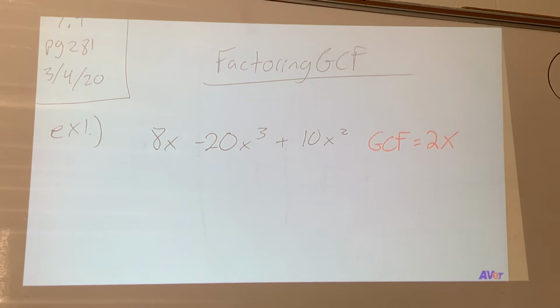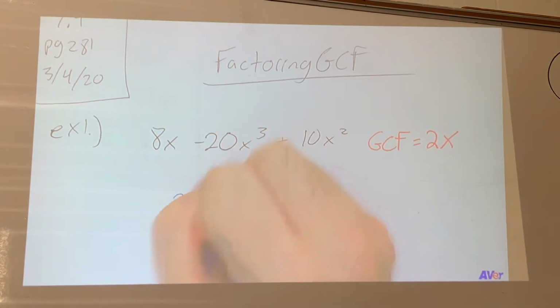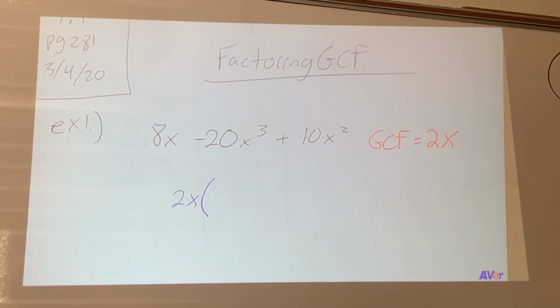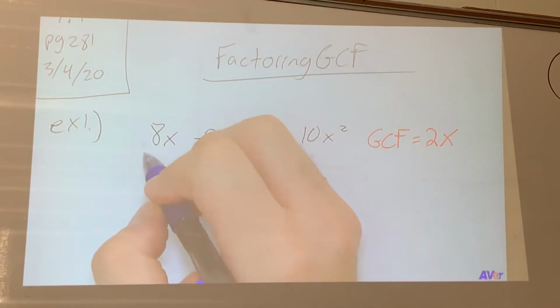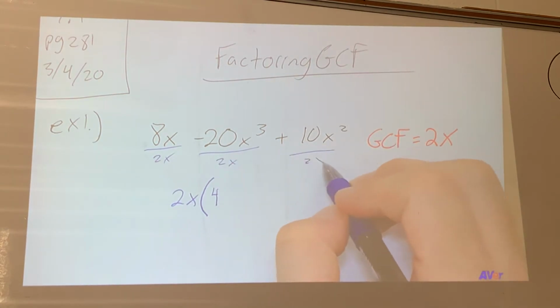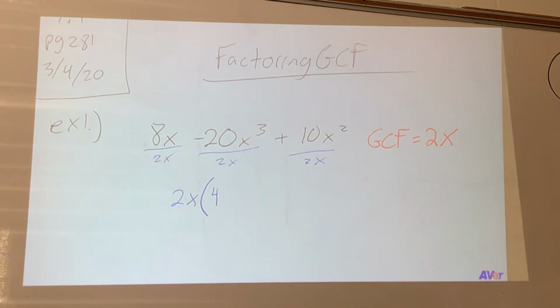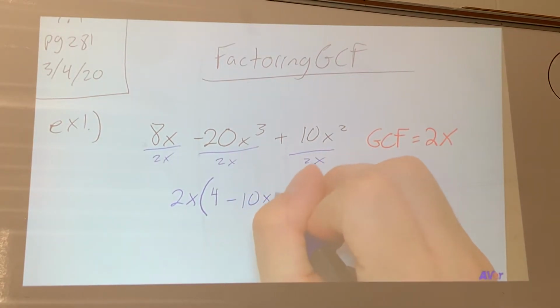Okay? So the first thing you're going to do is write the 2x out front of the parentheses. This is my GCF. It's what you're dividing out. All right, now, if I divide 2x out of 8x, what do I get? 4. Just 4. Remember, I'm dividing by 2x. Dividing by 2x. And I'm dividing by 2x. And what do I get out of negative 20x cubed? Negative 10x squared. Good.